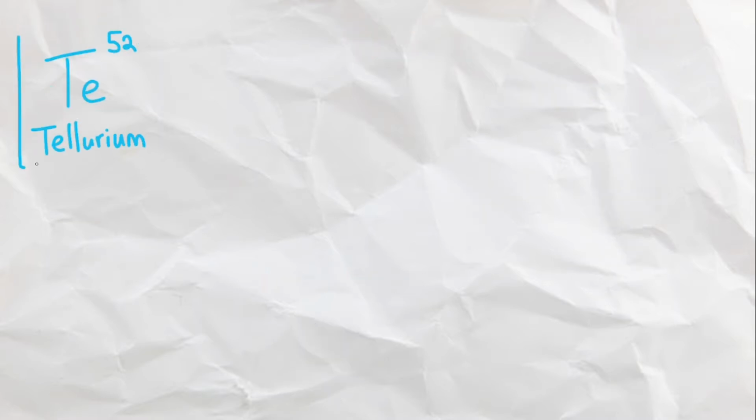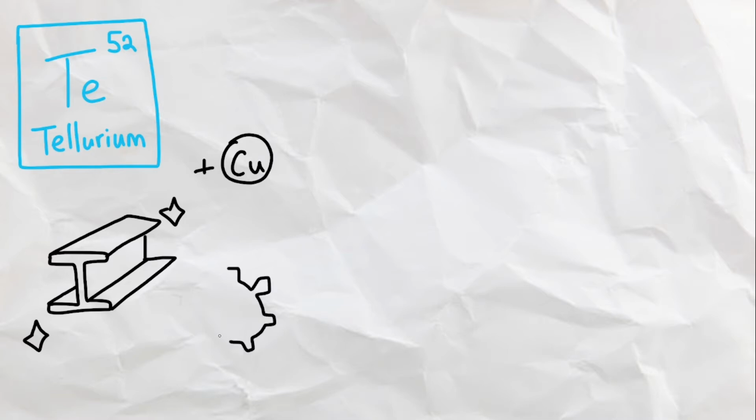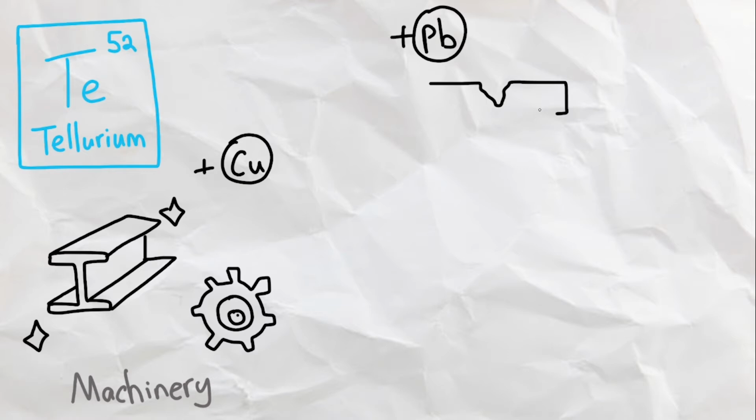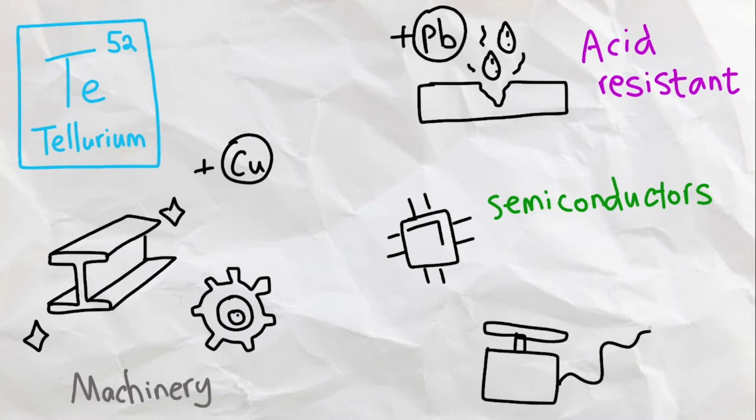Next, we have tellurium, another metalloid that is commonly used in alloys, this time with copper and stainless steel used in machinery. It is also alloyed into lead to make it more acid resistant. Other uses of tellurium include semiconductors and blasting caps, which are essentially detonators for explosives.